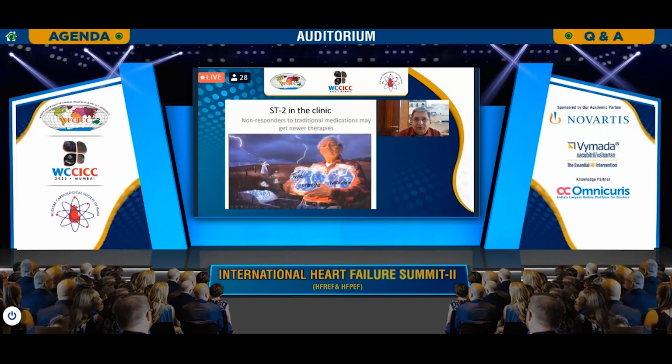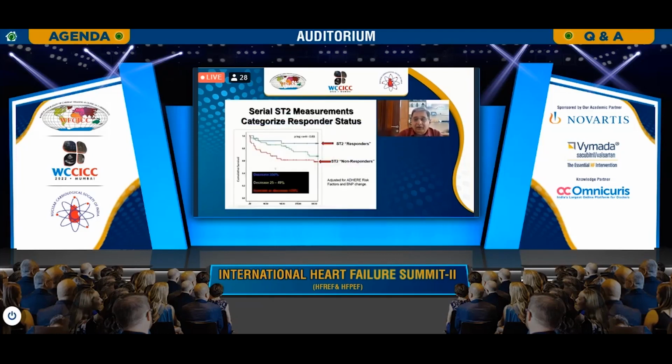So how does ST2 change our thinking in the clinic? When the ST2 levels are high, we may start thinking of LVADs, ARNIs, ivabradine, and various other therapies. Our thinking towards those therapies will increase.